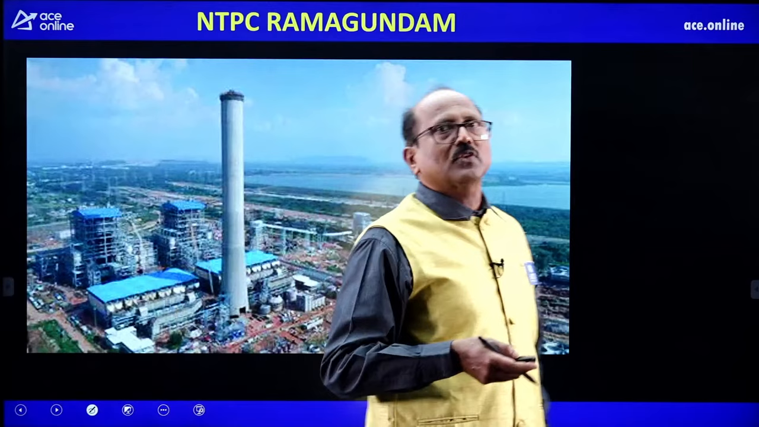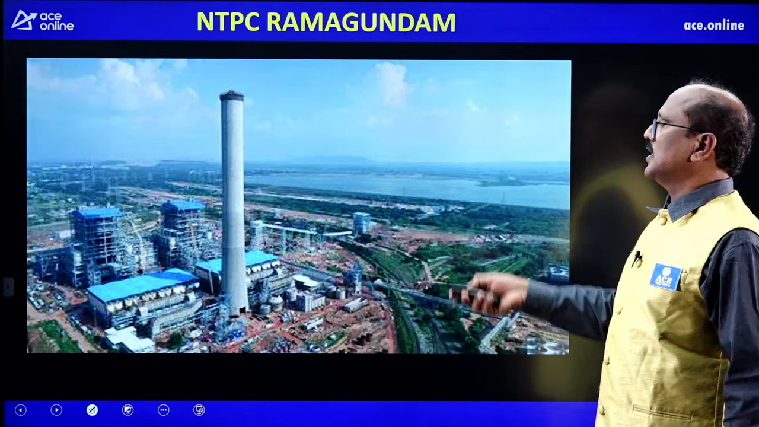From the mass production point of view, in Telangana state, NTPC Ramagundam produces good enough electricity. This is the aerial view of the NTPC power plant, right?